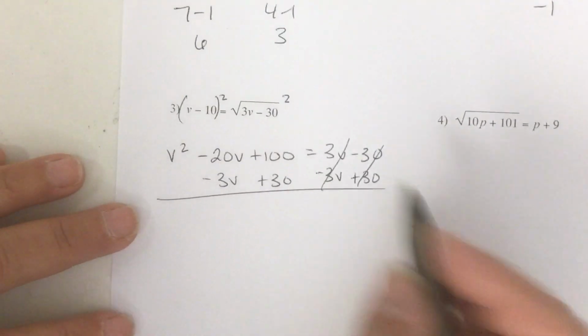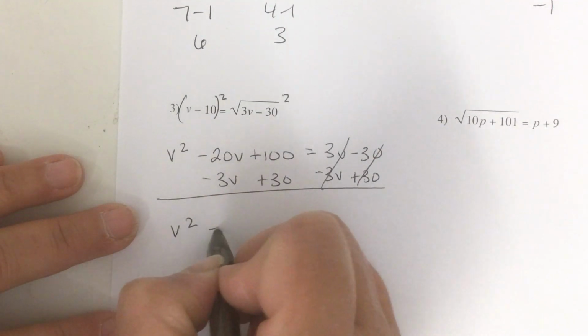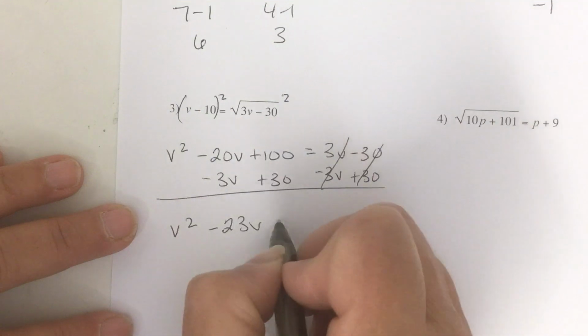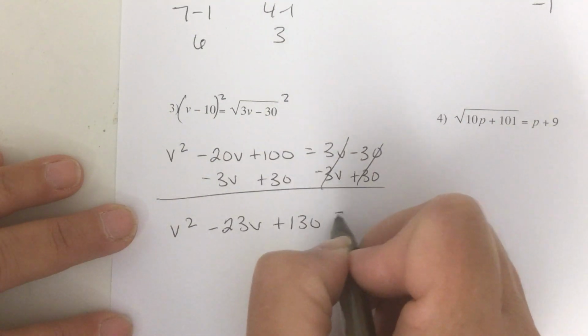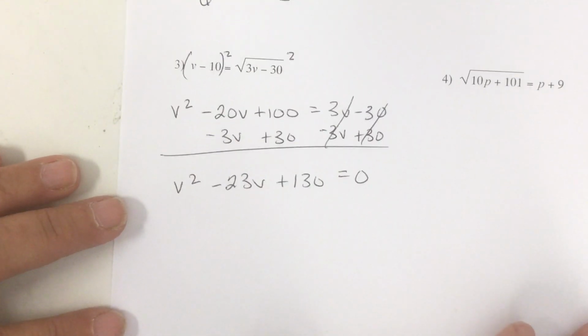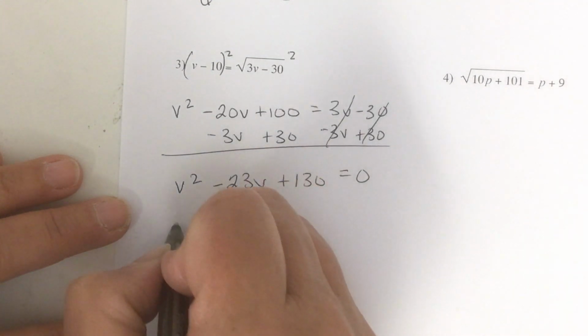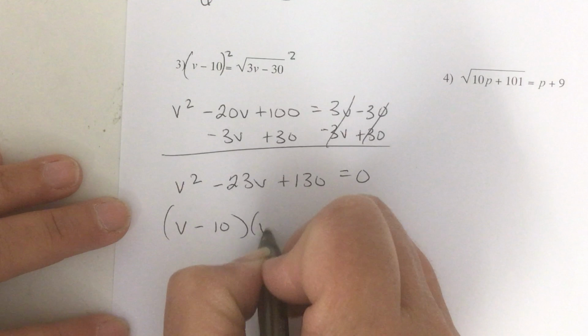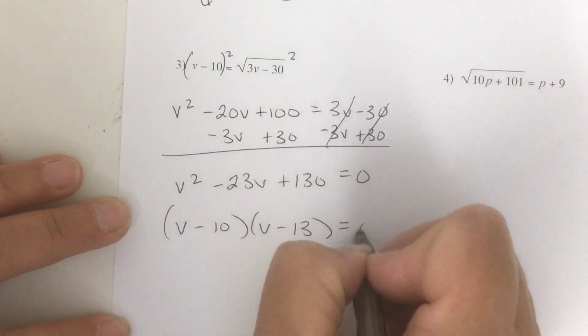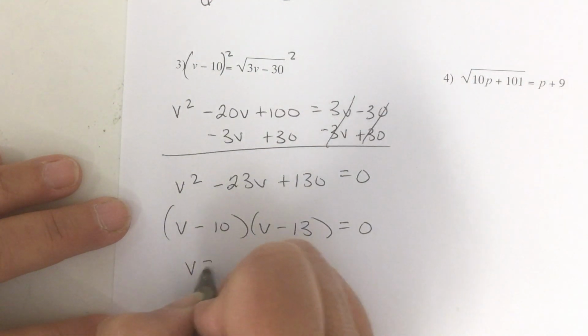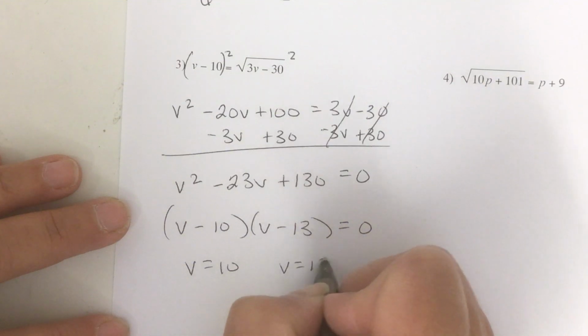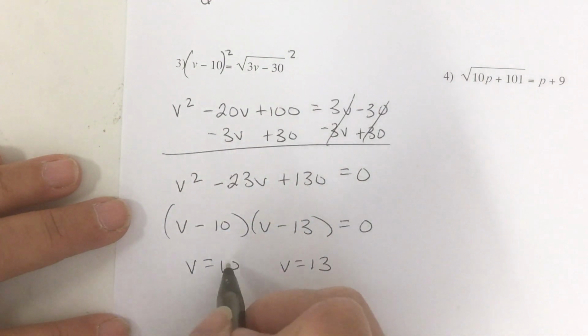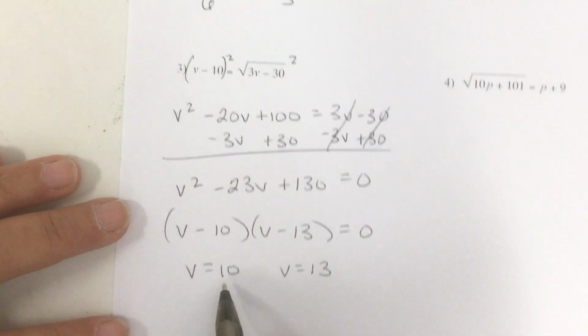All that's going to be 0. So you have v squared minus 23v plus 130 equals 0. You can use the quadratic formula. I'm going to do 10 and 3 or 10 and 13. So that gives me v equals 10 and v equals 13. So then plug them back in and see if they work.